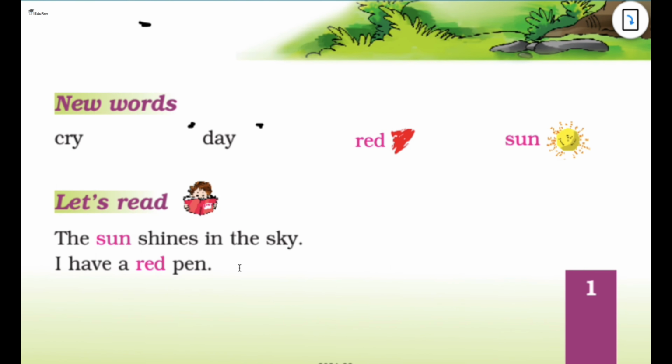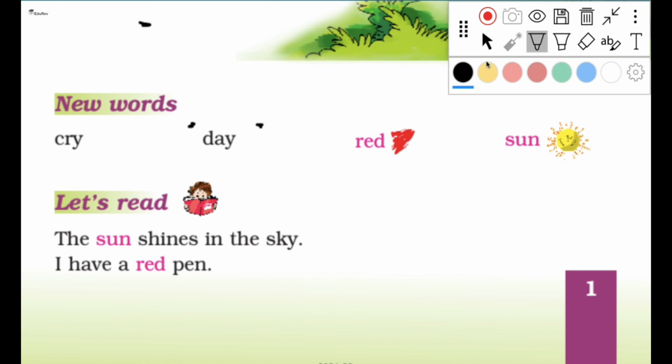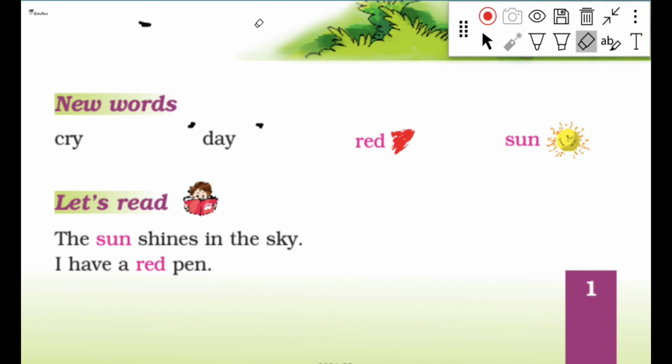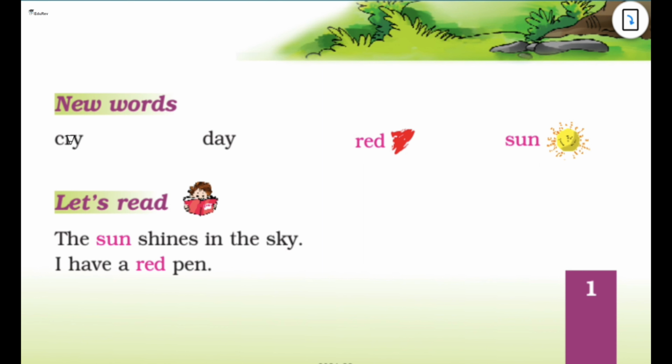So first of all, we have these new words which we need to understand, that is, what exactly is the meaning of these words. So the first word is cry. What is cry? Cry is an emotion. When I'm sad, I cry. You people might cry when you are sad. So this is what cry is.